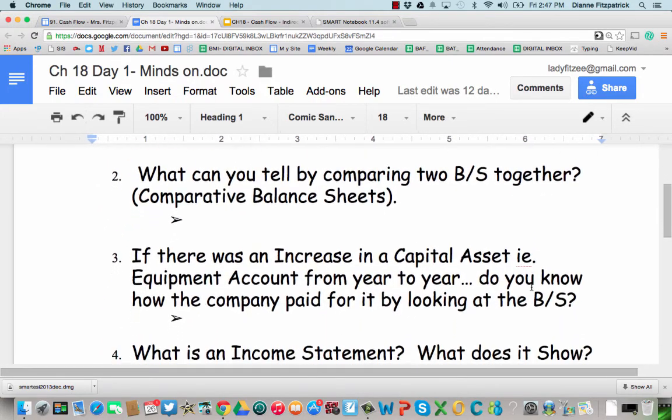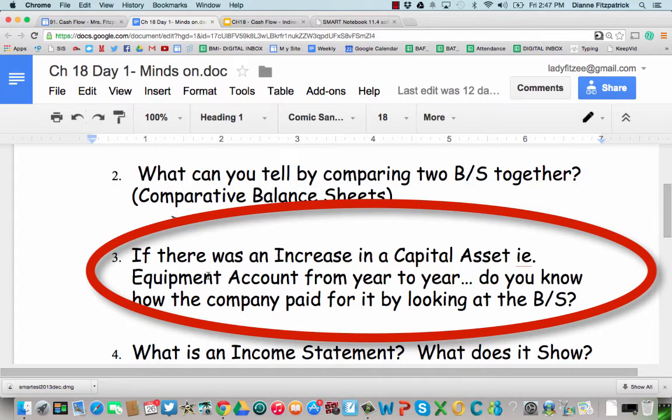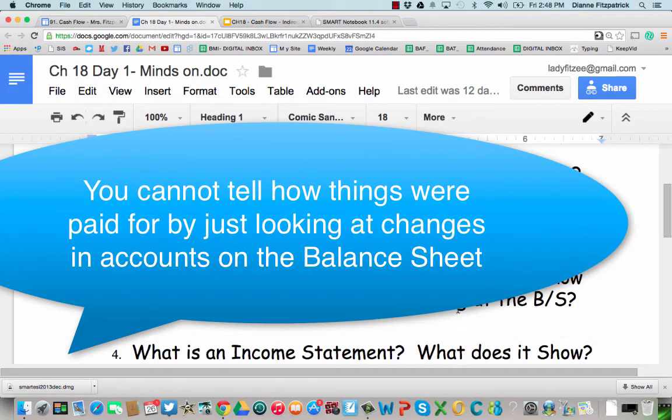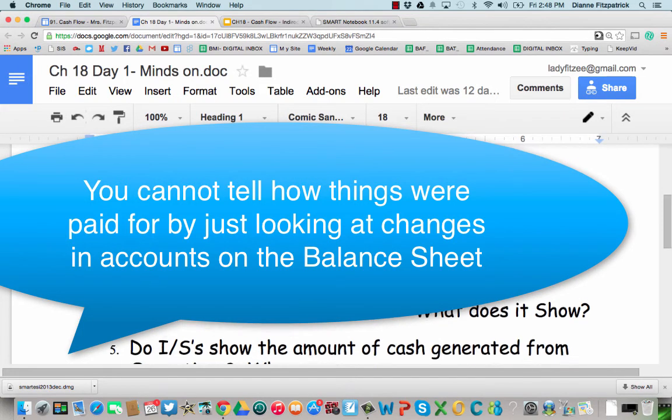However, number 3, if there was an increase in a capital asset, for example equipment, from year to year, do you know how the company paid for it by looking at the balance sheet? Did they pay cash? Did they buy on account? Did they get a bank loan? You can't tell, can you, by just looking at a balance sheet?